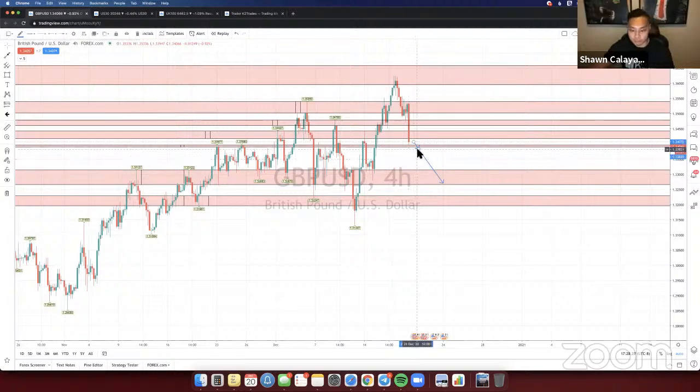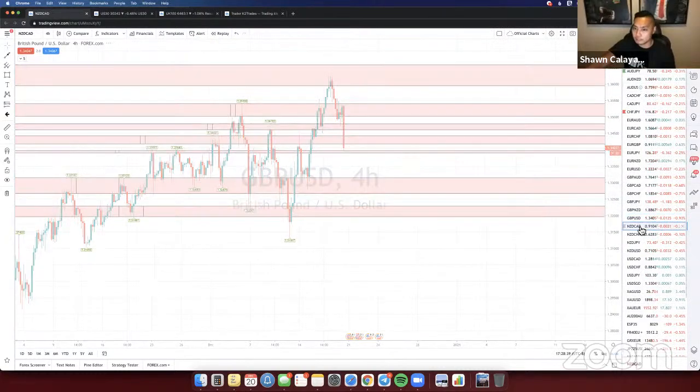But like I mentioned, we'll have to wait until the market fully opens so that we can identify how price is going to move for the rest of the week. So looking at this right here, that's it for GU. Let's move on to the next one, NZD CAD.